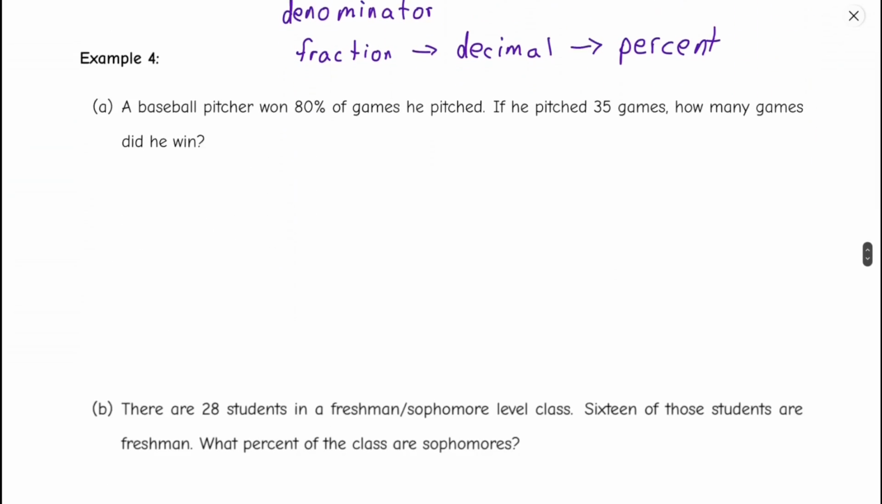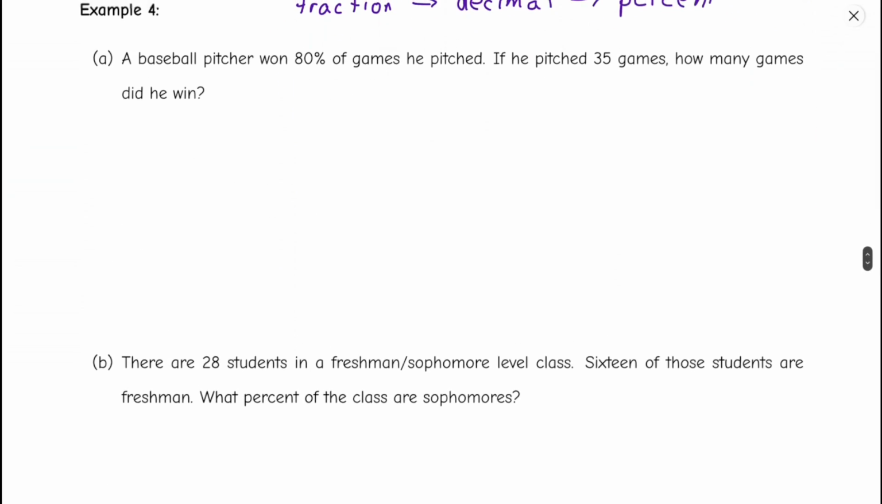Example 4. A baseball pitcher won 80% of games he pitched. If he pitched 35 games, how many games did he win? Well, I need 80% of 35. So to find a percentage of a number, you multiply the number by the percentage as a decimal. So first, 80% is 0.80 as a decimal.